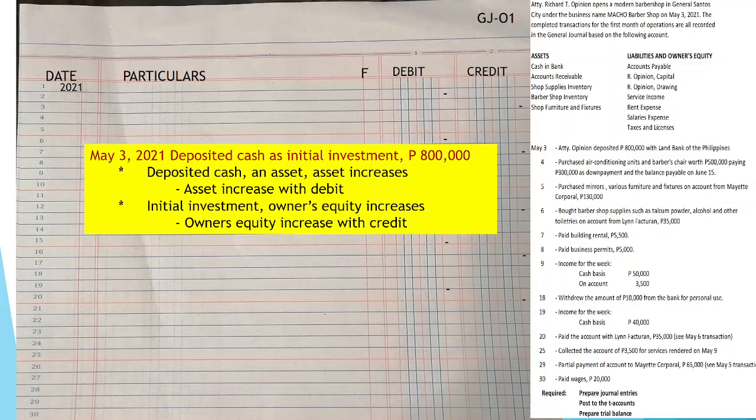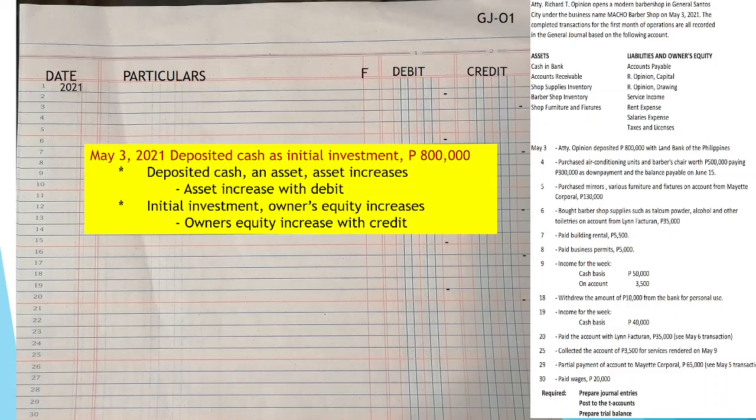After we successfully made the transaction analysis, we are now ready to choose among the given account titles to determine the appropriate account title to be used in recording our business transactions. For the debit, it is cash. This is an asset, so go to the asset column. Here we have only cash in bank. So therefore, we have to use cash in bank as our debit.